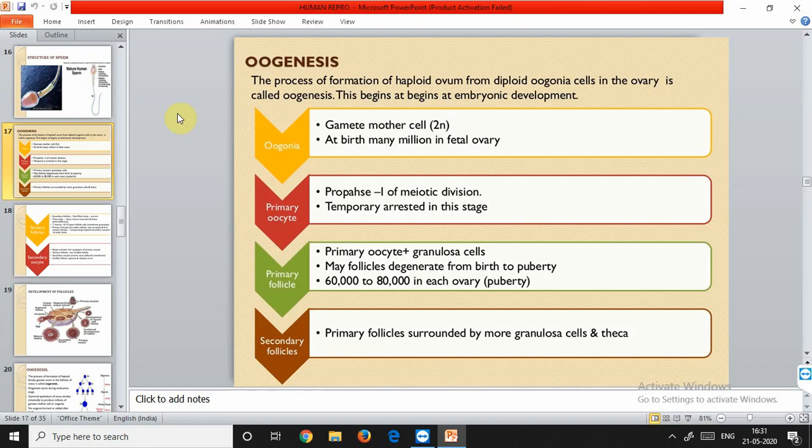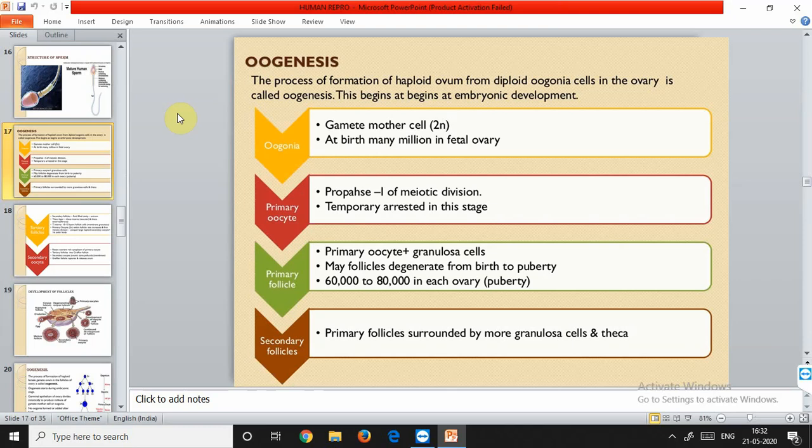Again, this is divisible into three phases: the multiplication phase, the growth phase and the maturation phase. What happens in the multiplication phase? The primary germinal cells of the ovary, which have the diploid chromosome number, 2n, divide several times mitotically and form a large number of daughter cells. These are called oogonia. The oogonia are formed by repeated mitotic divisions.